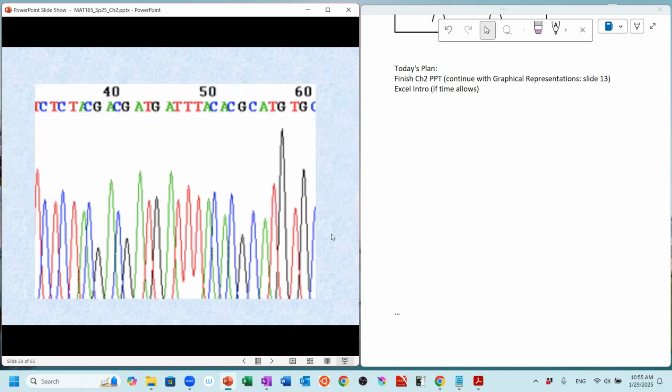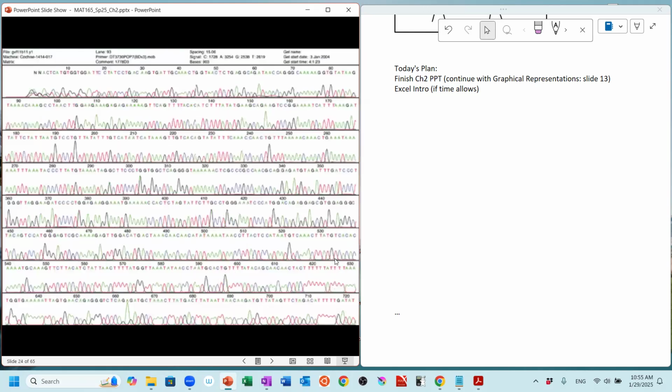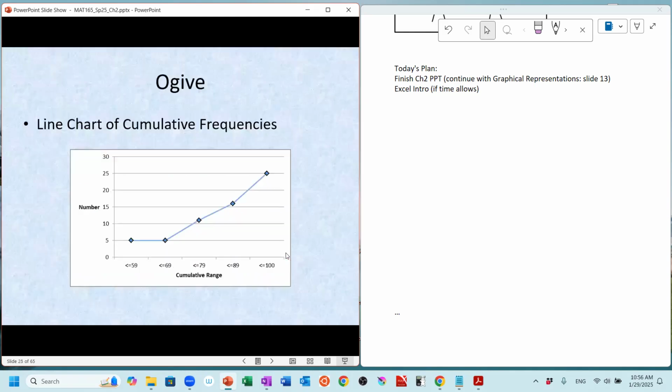Then again, just a zoomed in version in case you were having some trouble seeing that in detail. And here would be a kind of full read for somebody. So again, we see at the very beginning, it's really hard to make any kind of call because the peaks are all just kind of jumbled together. But after the first 20 or so bases, we can pretty confidently start making calls. Okay.